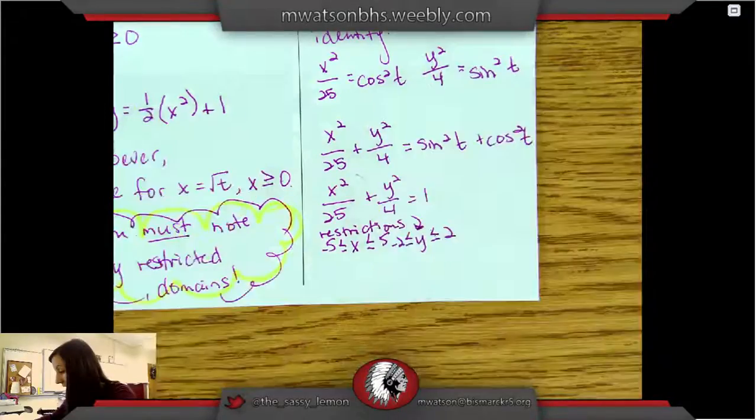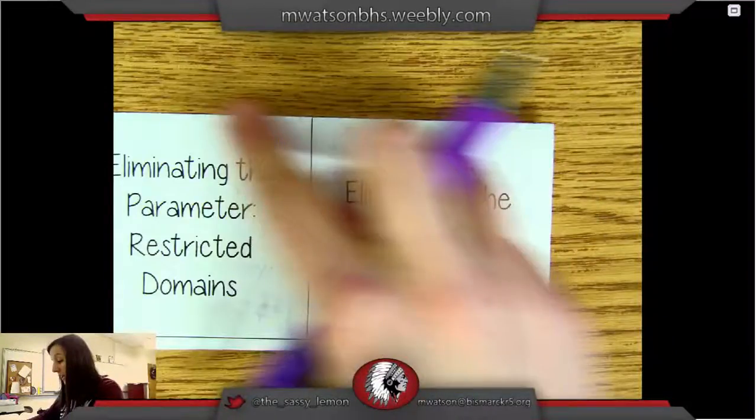But that's it. So those are our 3 examples in our foldable. Now let's do a couple in our ISA.